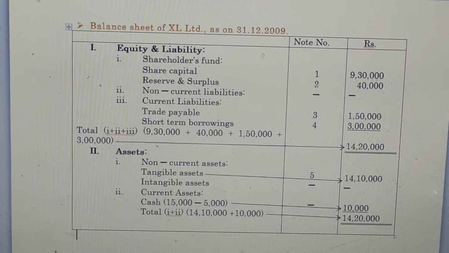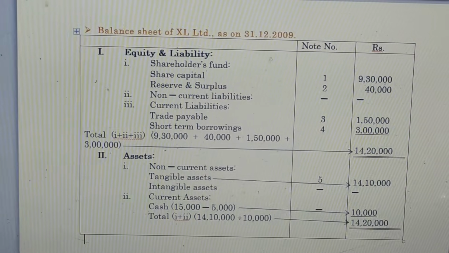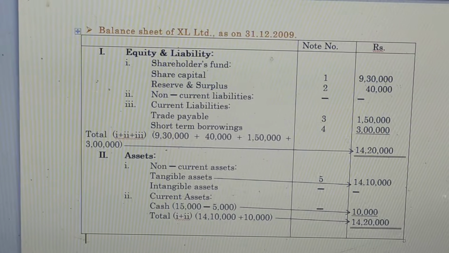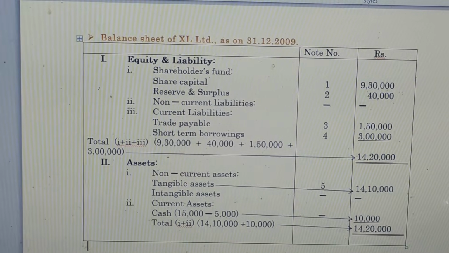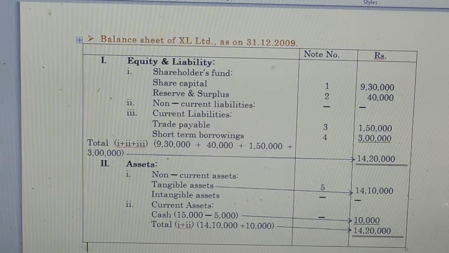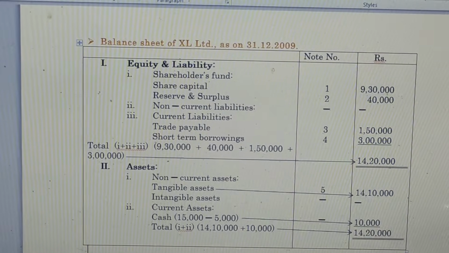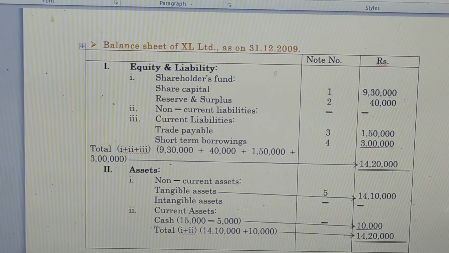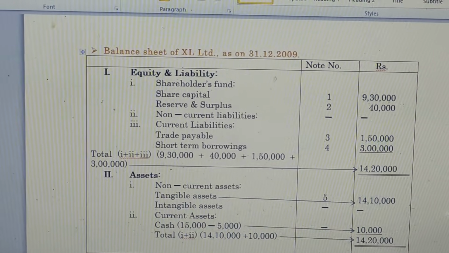So in the particular column, first we have to mention equity and liability. Under the equity and liability, we have to mention shareholders funds. Under the shareholder fund, we have to mention the share capital. That is note number 1's heading. And the number 1 will be mentioned in the note number column. And the total value of note number 1 amount is rupees 9,30,000. That is mentioned in the rupees column.